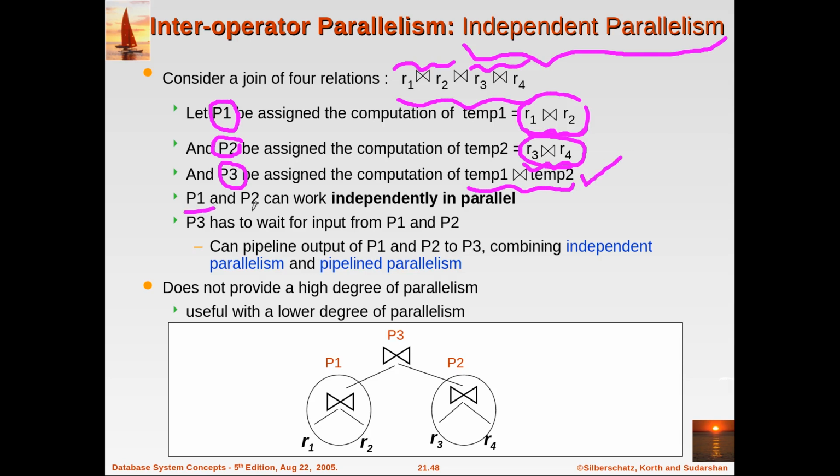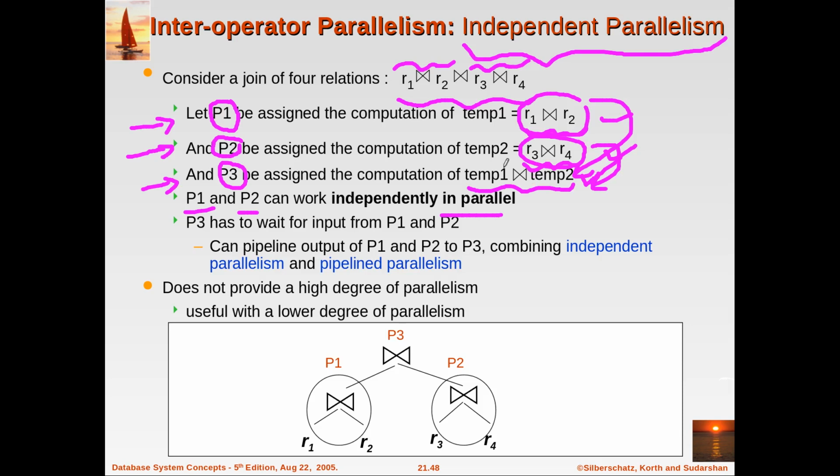Now we can see that P1 and P2 can work independently in parallel without depending on any other processor. P1 is entirely independent and P2 is also entirely independent. Now the problem with P3 is that it needs to wait until the completion of P1 and P2, so it will be wasting some time. What we can do for that is pipeline the output of P1 and P2 to P3. So intermediate results can be directly pipelined to P3. If this is followed, P3 can gradually start calculating temp1 join temp2.